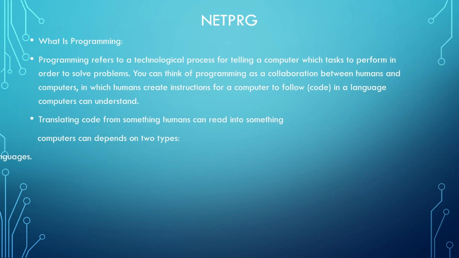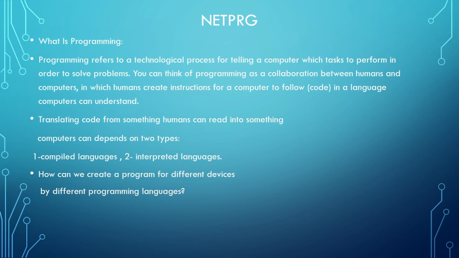We have two types of machine translation that understand our code, or translate our code so the machine understands it. The first one is the compiled language, which some programming languages use, like Java. The second one is the interpreted language, like Python uses. The third question is, how can we create a program or an application for different devices with different programming languages?